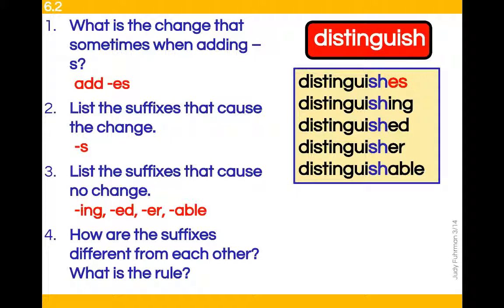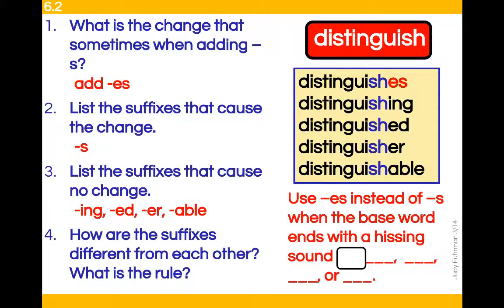How are these suffixes different from each other, and what is the rule? The rule is use ES instead of S when the base word ends with a hissing sound, like sh. Like in distinguish or distinguishes, it has that hissing sound. Let's go over the rule a little bit more in depth on the next slide.